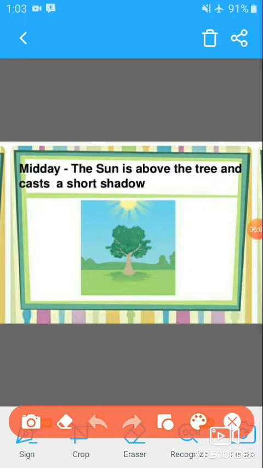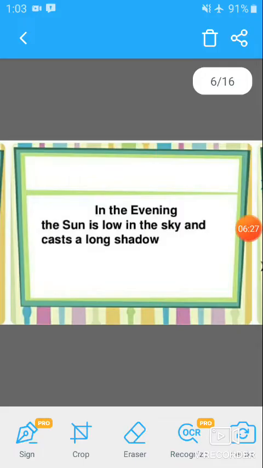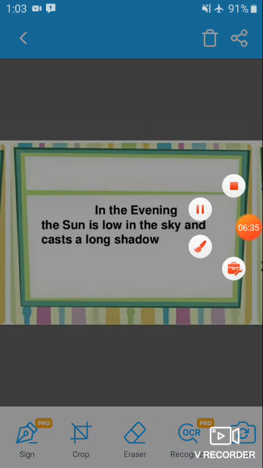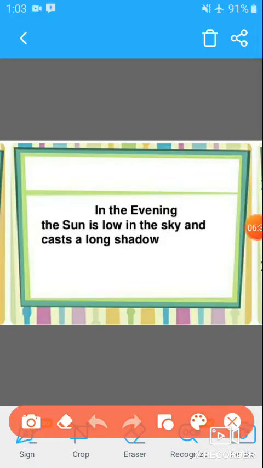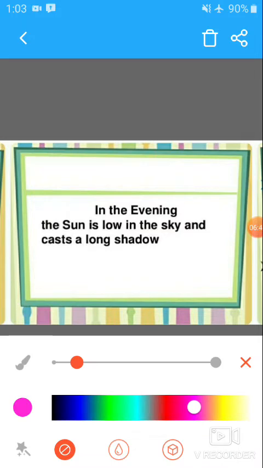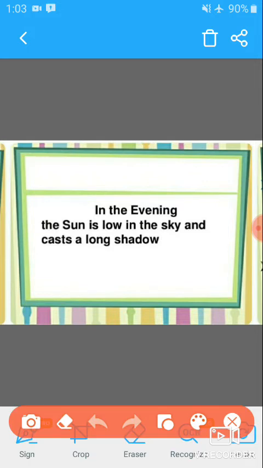Now students, look here, midday. Here the sun is above the tree and casts a short shadow. It means at midday the shadow is short. Now, in the evening the sun is again low in the sky and casts a long shadow. Like in the morning, in the evening also the length of the shadow is long.